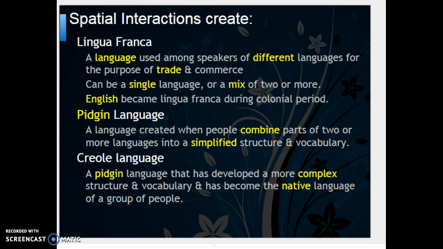And then also on the bottom of the list, we have the Creole language, and that was the pidgin language that has developed into a more complex structure. It's not just for barter or trade or communication. It's actually a structure and vocabulary, and it has become the native language of a group of people.